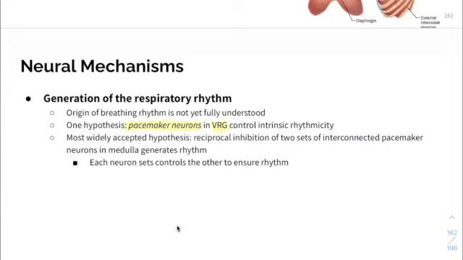There's also, and this one's more widely accepted, the idea that we use reciprocal inhibition. So there are two sets of pacemaker neurons, and they generate the rhythm that allows us to breathe in versus breathe out.